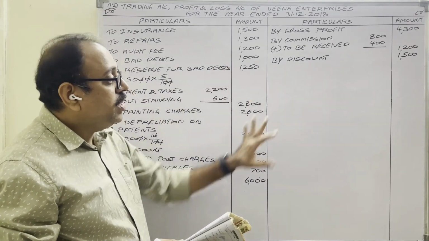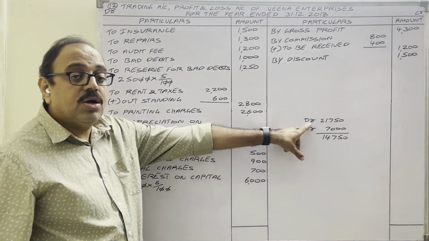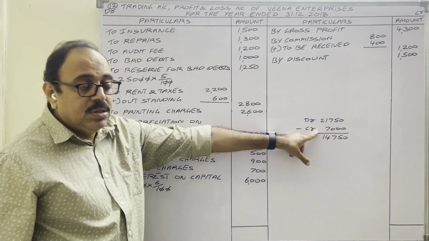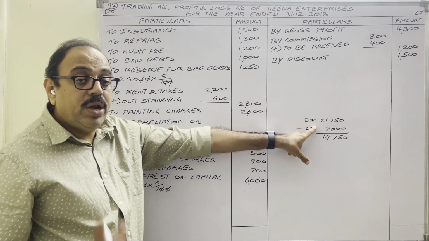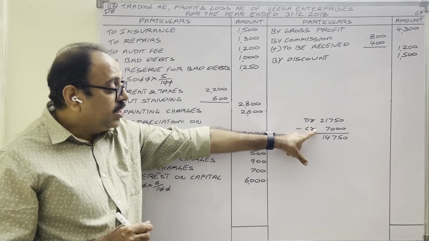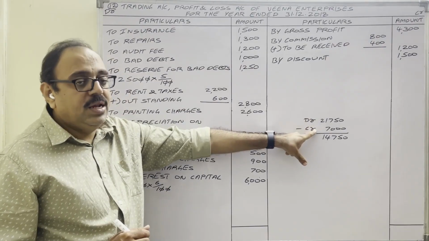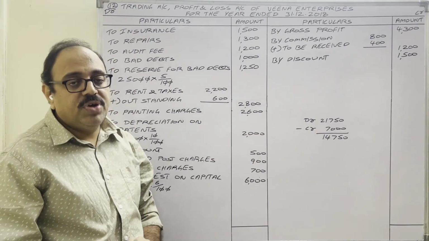Finally, find out the totals of the two sides. Debit amounts total is 21,750. Credit amounts total 7,000. Debit total is more than credit total. On the debit side we wrote expenses and losses, on the credit side incomes and gains. Expenditure is more than income. Therefore, the answer is loss. Net loss we got.